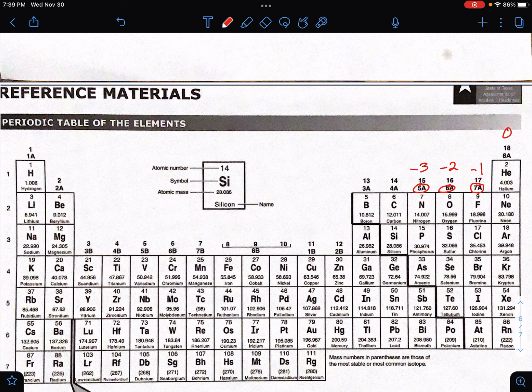Now this group right here, 4A, can go either way. Carbon and silicon can be positive or negative. It just depends on who it's bonded with. If carbon comes first in a compound, like something like CO, carbon can be positive, or it can be negative.